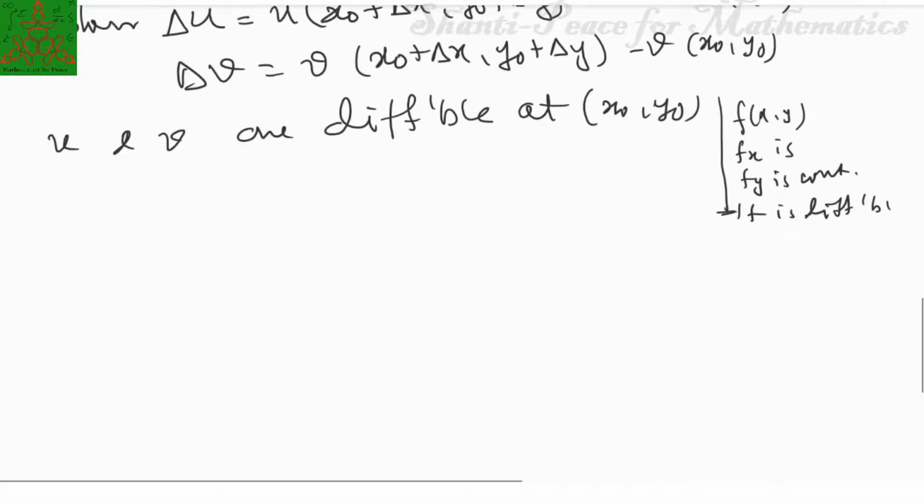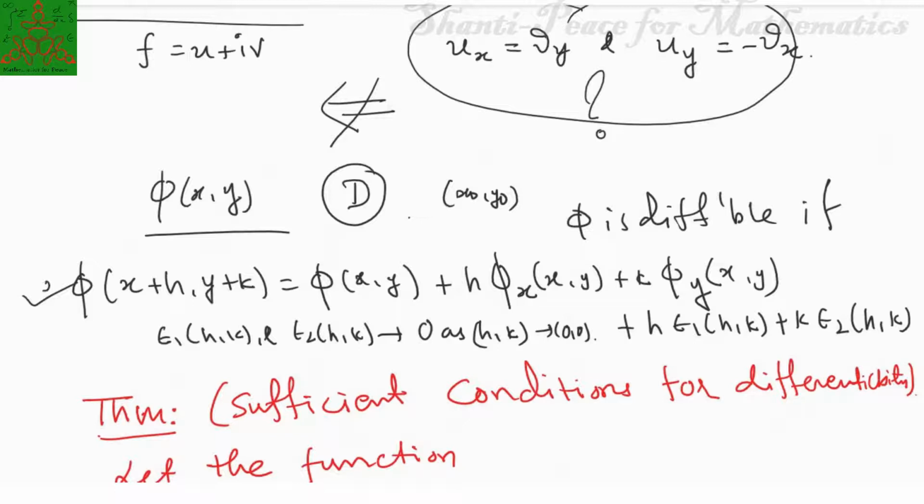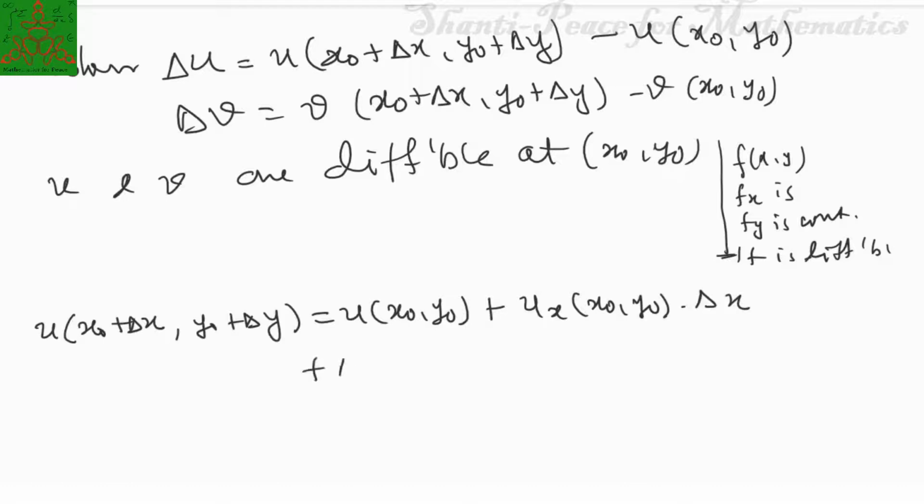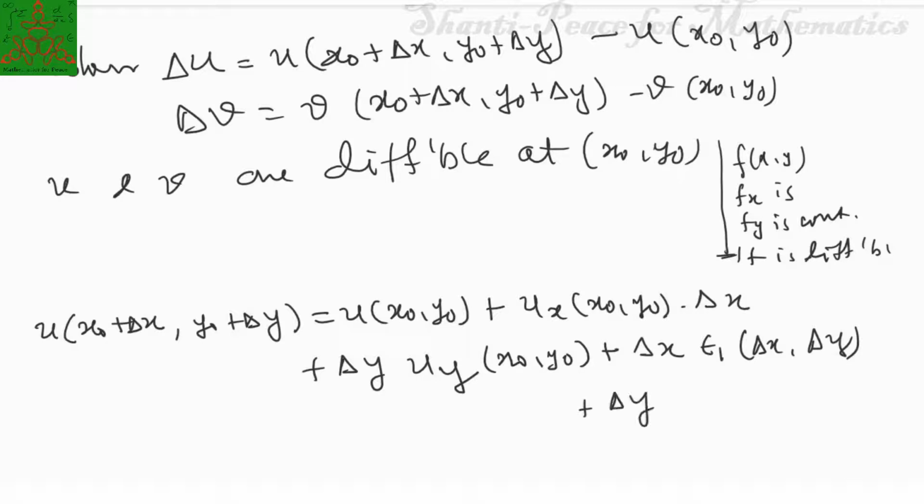And so if they are differentiable functions, according to the definition, we can write u of x0 plus delta x. Now recall the definition which we stated at the start of this video, phi of x plus h and k. Instead of h and k, I am writing delta x and delta y, because they are the increments in x and y. So I can write this as u of x0 plus delta x, y0 plus delta y equal to u of x0, y0 plus ux at x0, y0 into delta x plus uy at x0, y0 into delta y, plus delta x into epsilon 1 (delta x, delta y) plus delta y into epsilon 2 (delta x, delta y).